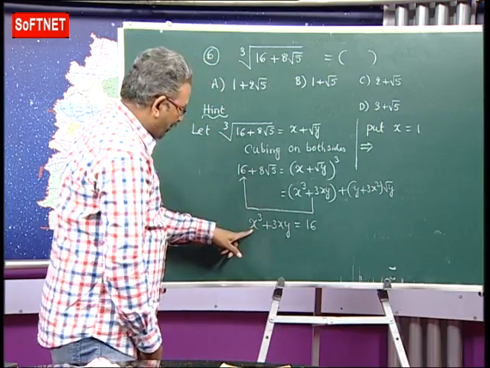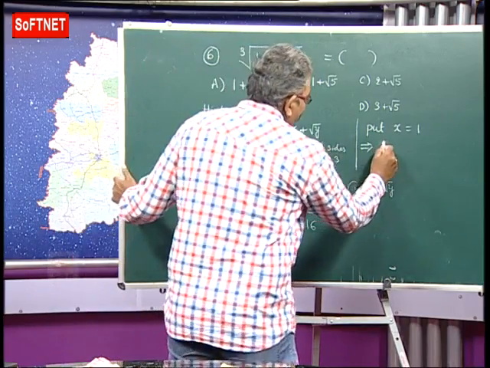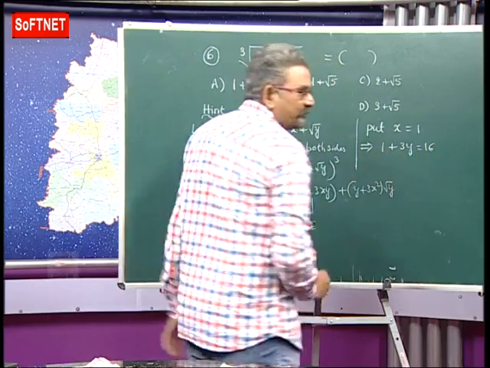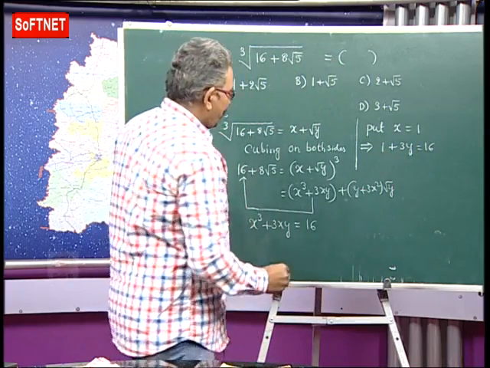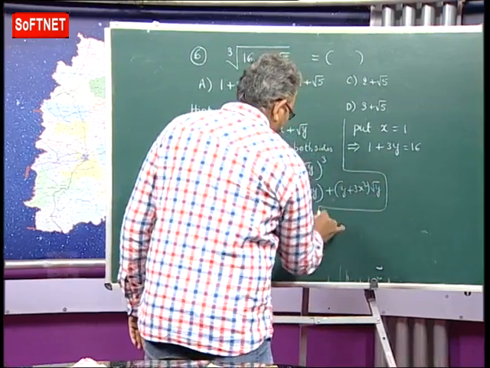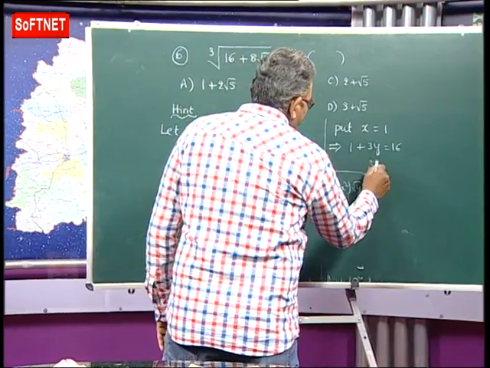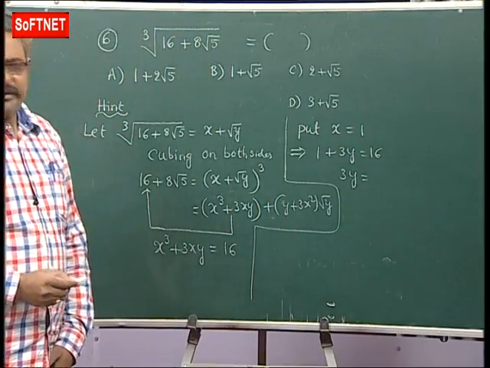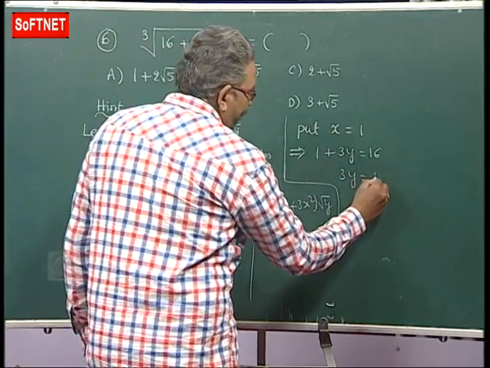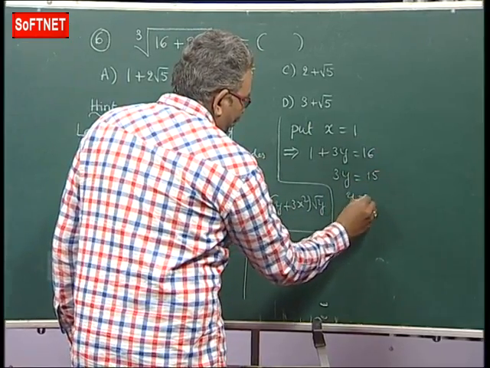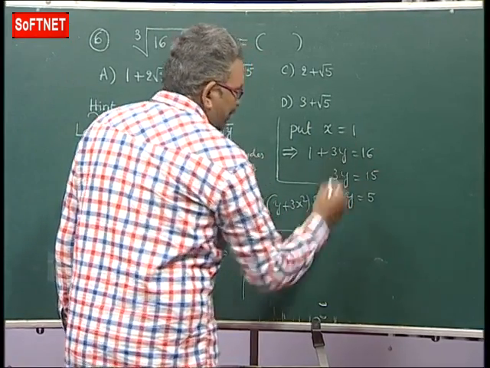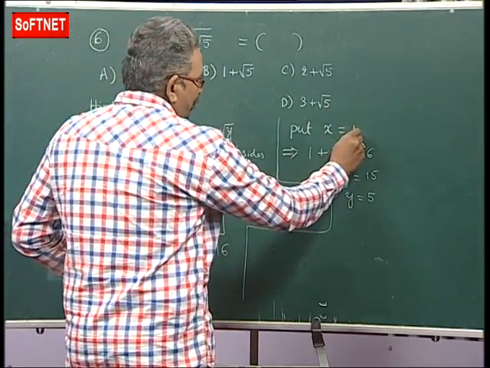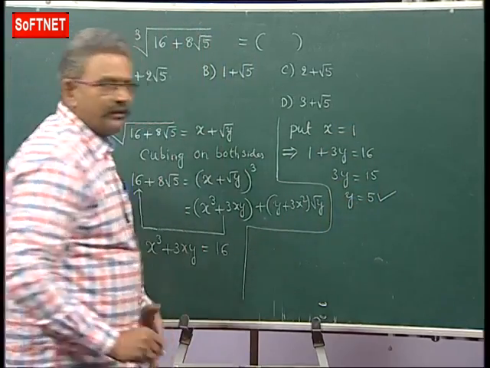1 cube is 1. So 1 plus 3y is equal to 16. Now 3y is equal to, transpose 1 that side, what do you get? 16 minus 1, 15. Y is equal to 15 by 3, that is 5. Stop. Y is an integer. Yes, x is equal to 1, y is equal to 5.